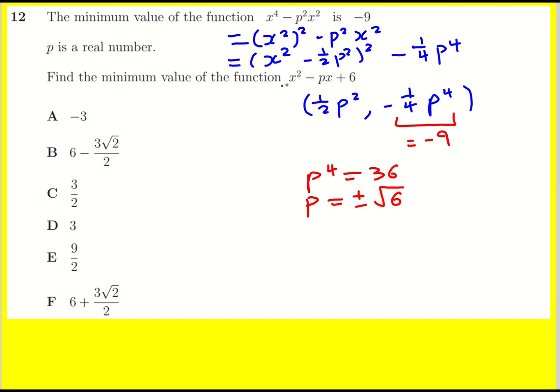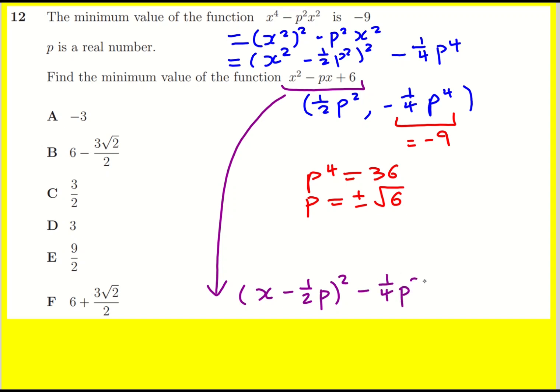Let's focus on the minimum value then of x squared minus px plus 6. So again, I'm going to complete the square. This time it'll be x minus a half p, squared, minus a quarter p squared, plus 6. Okay, it doesn't matter whether it's plus or minus root 6 because I'm squaring it. They'll be in different places depending on what it is, but we're only interested in the minimum.